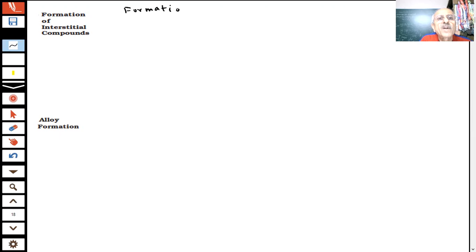Formation of interstitial compounds. What are interstitial compounds, student? You know that metals have atoms in them. If you say iron, copper, zinc, all these transition elements, when they are forming solid crystal lattices or crystal structures, there is a packing of these atoms which takes place.